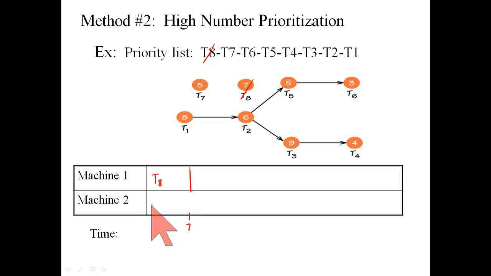At the same time, machine 2 says, give me something to do. Next highest priority is task 7. It has no prerequisites, so it's ready to be done, and so we give task 7 to machine 2. Task 7 is a 5-minute job, and so that's what machine 2 is going to be working on.